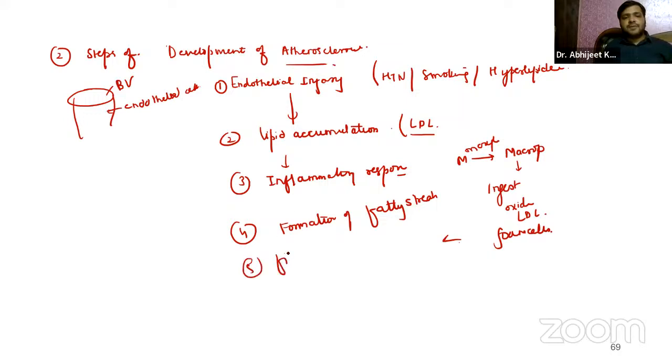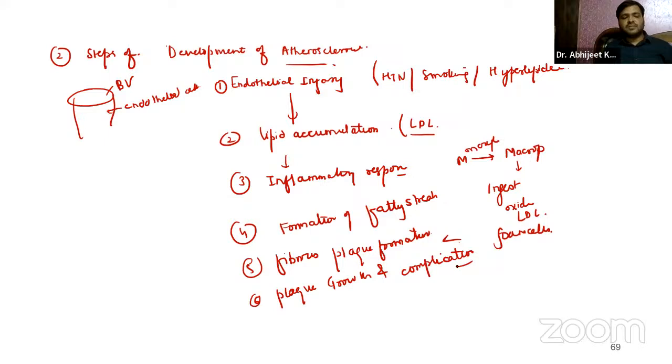Then there will be fibrous plaque formation. Basically, the smooth muscle cells migrate to the intima and proliferate, producing collagen and other extracellular matrix components, right? Covering a fibrous cap over the fatty streak. And obviously, at the last, there will be plaque growth and complication.